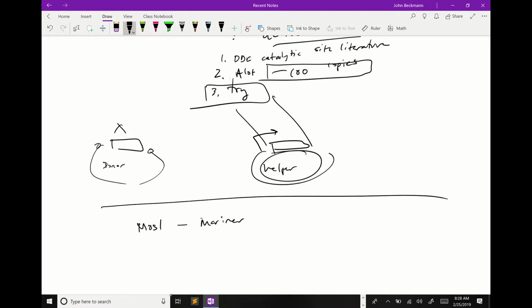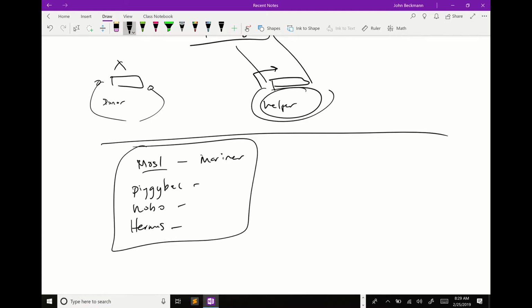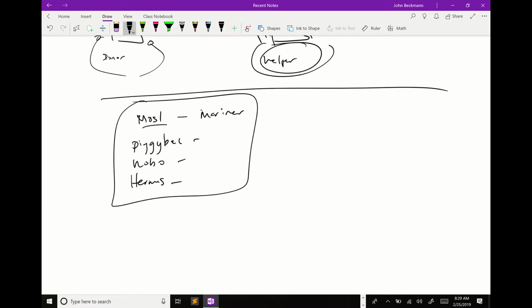You don't need to know that. You don't need to know the name, but I'm just telling you that there's different ones. There's one called piggyback. There's one called hobo. There's one called, what are the other ones? Hermes. These are all special ones that people have identified that have different contexts. They work in some insects, they don't work in other insects. Okay. So there's insect specificity for transposons. There's one called Sleeping Beauty.